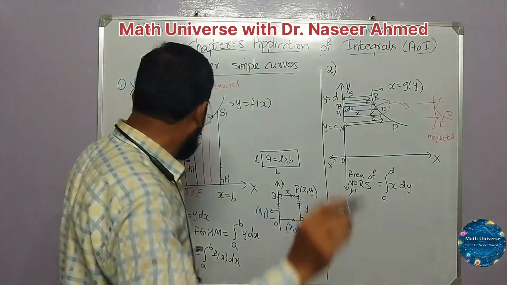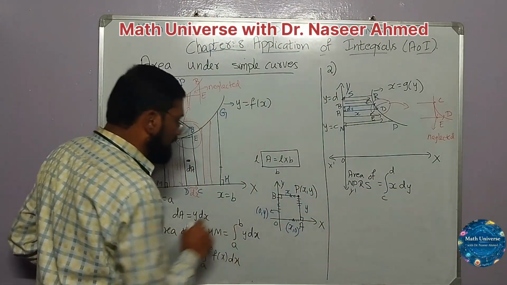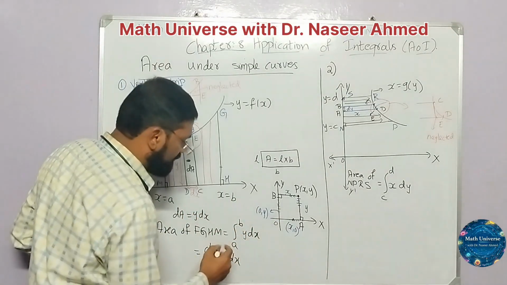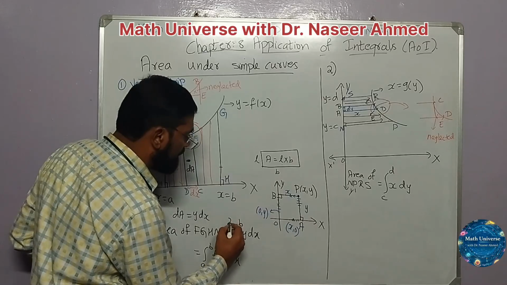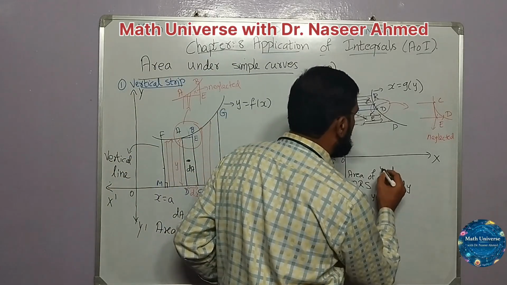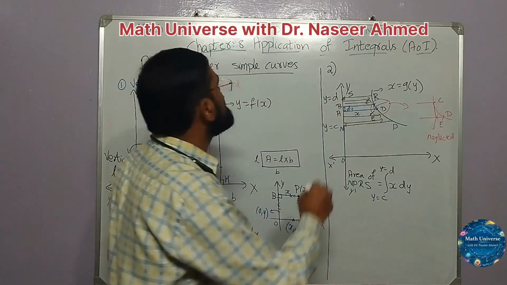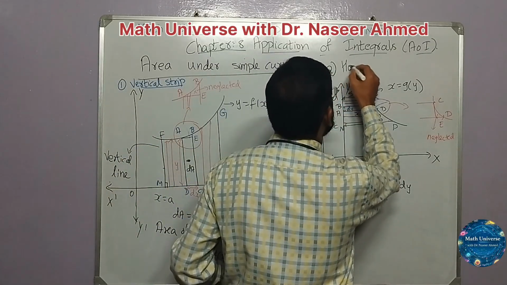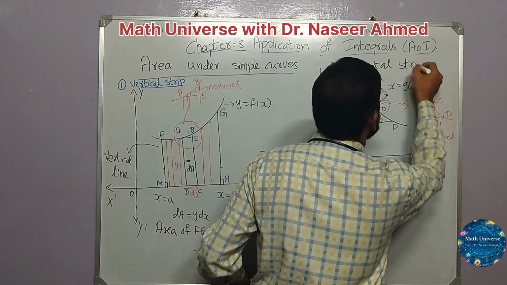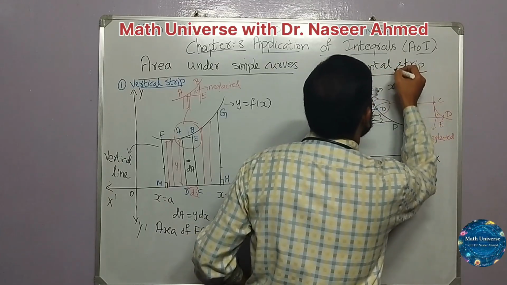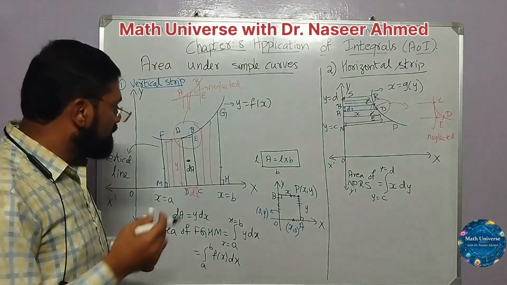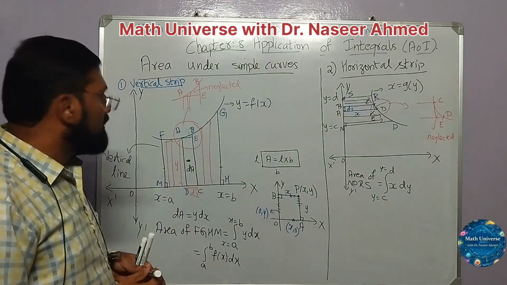And here I want you to understand, when I'm writing A to B, don't forget x is equal to A to x equal to B, and it is also, you can see from here, dx. So this will always be x equal to A to x equal to B, and this will be y equal to C to y equal to D, and this we call a horizontal strip. We should know the things by name. That's very important. For example, what is my name? Dr. Naseer Ahmed. So you should know the things by name, not just know some concept.